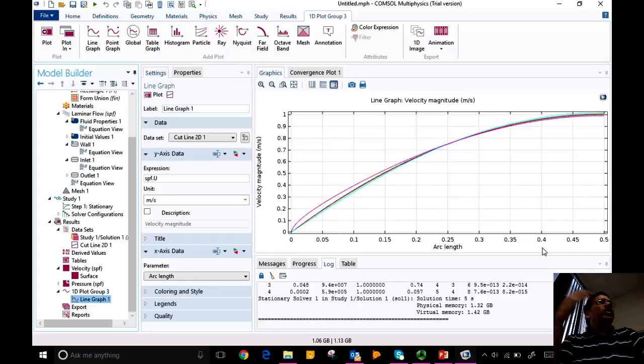So from this point, you can embellish, right? What are the things that you can do? You can complicate the physics, include turbulence, include free surface, put a sphere in the middle and look at what it does to the flow.